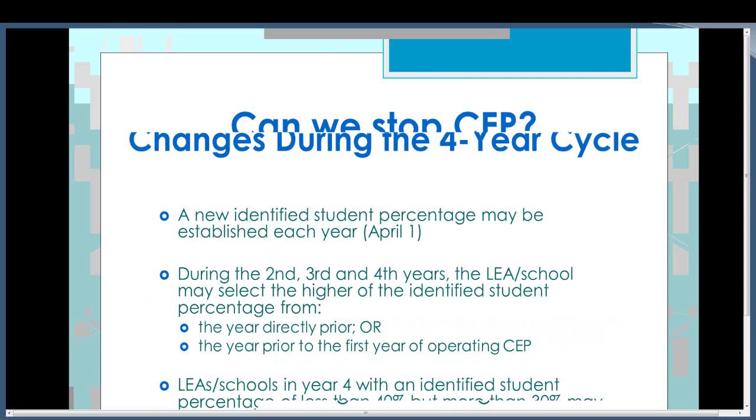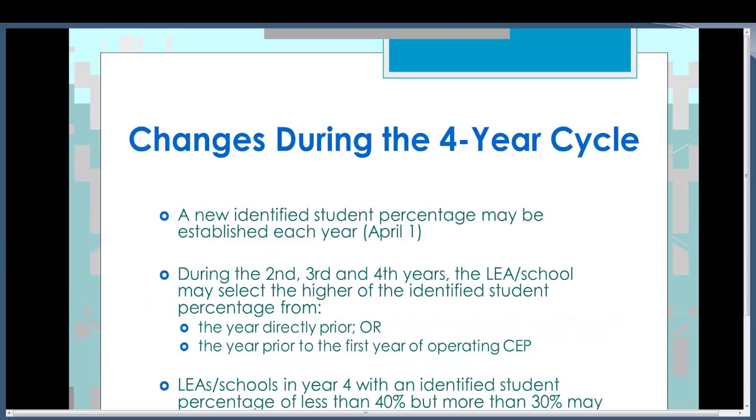If you need to make changes during your 4-year cycle, the ISP that's determined at the start of the CEP election is guaranteed for 4 years. However, participating schools can check their ISP each April 1st and elect to keep the ISP from the year prior to the initial CEP election, or if it's higher, establish a new ISP. In the 4th year of CEP participation, schools that have an ISP that's dropped to less than 40%, but is still more than 30%, are able to elect CEP for a 5th year. We call that the grace year.